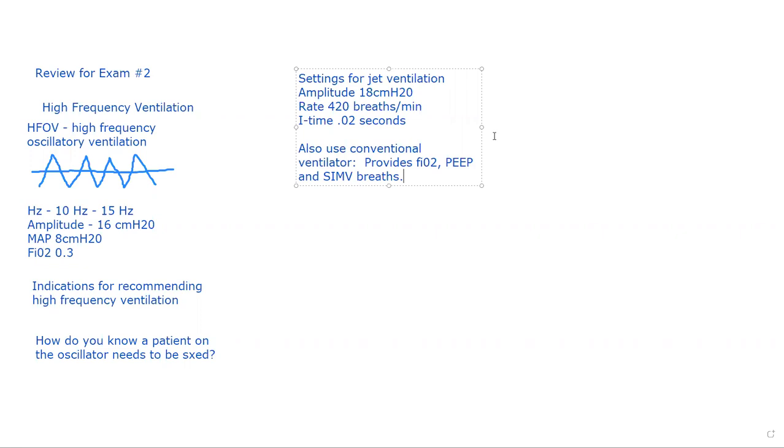So there's a saying that you touch the conventional ventilator for oxygenation, that's your FiO2 and PEEP, and you touch the jet vent for ventilation. So if you're needing to change the PaCO2 in the blood gas, then you change your settings on the jet vent.